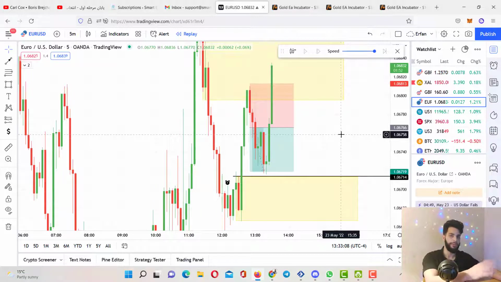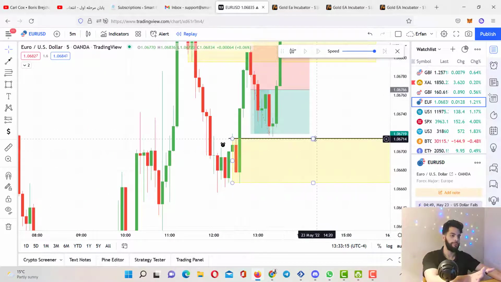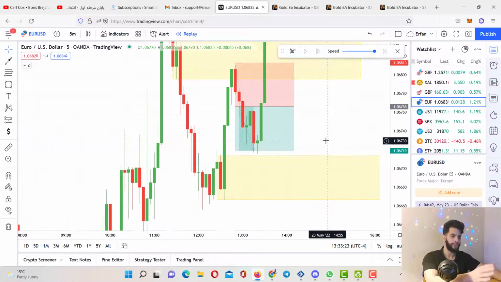got a little bit greedy, because first of all, we have a gap right here, and we have a high probability demand zone. So I was sure about this: I'm going to wait for the price to tap into this level because we have an obvious high probability demand zone. So I'm not going to close it manually.